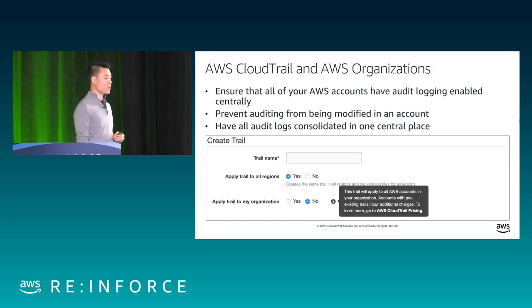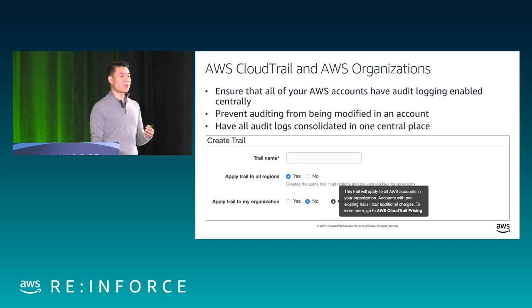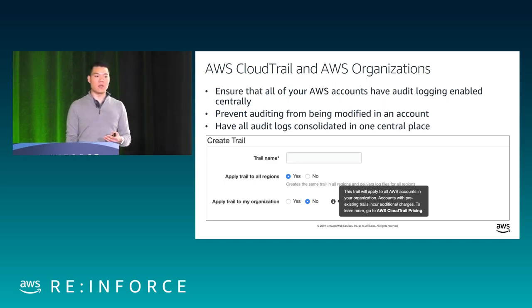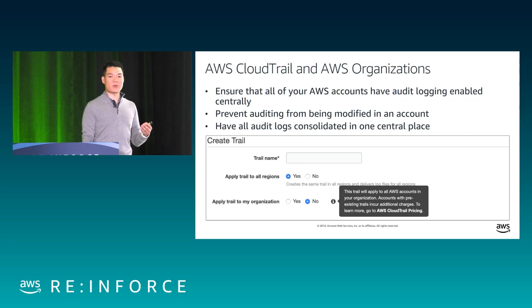So with AWS CloudTrail in Organizations, you can ensure that all of your AWS accounts have audit logging enabled centrally. This also includes new accounts that join your organization, which will automatically get CloudTrail provisioned on them as soon as they join. A big thing about this is you can prevent your auditing from being modified in an account. Because it's a centrally managed resource, an end user in the account, no matter what permissions they have, can't go ahead and delete or modify or turn off logging in that account. So you can ensure that your audit logs are always comprehensive.